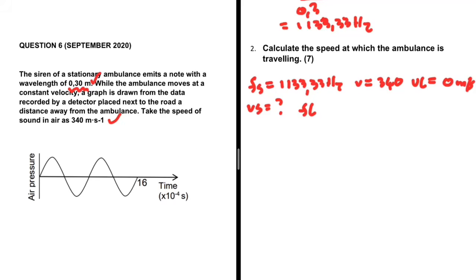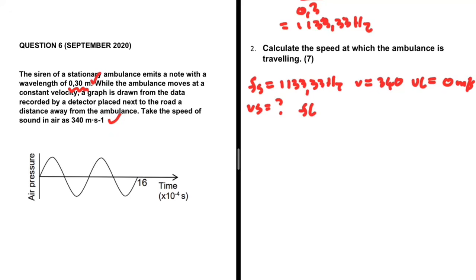Like I said, the videos in this series are based on different situations you can come across in the exam and how to navigate through them. So let's read our question first and see how this graph helps us. The siren of a stationary ambulance emits a note with a wavelength of 0.3 meters, while the ambulance moves at a constant velocity. A graph is drawn from the data recorded by a detector placed next to a road a distance away from the ambulance.